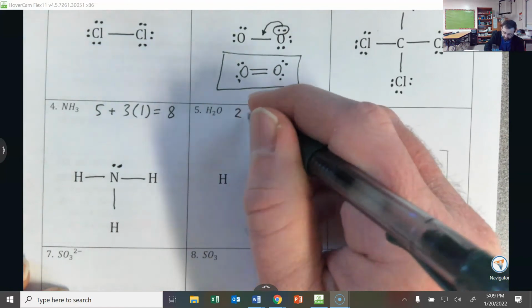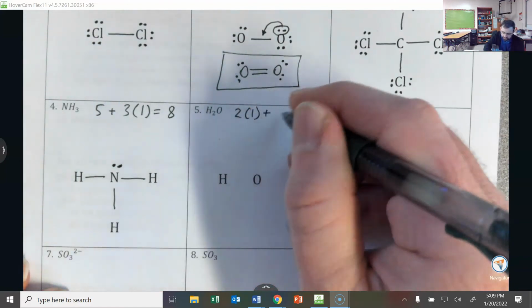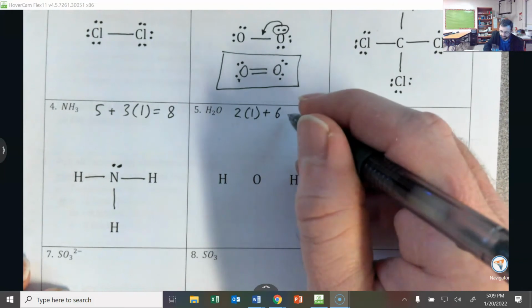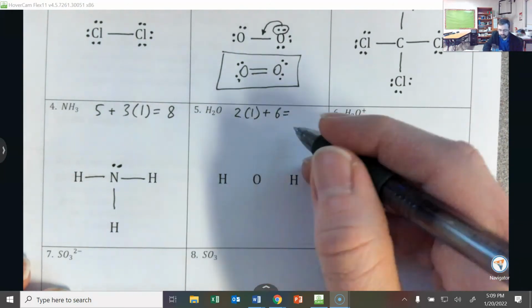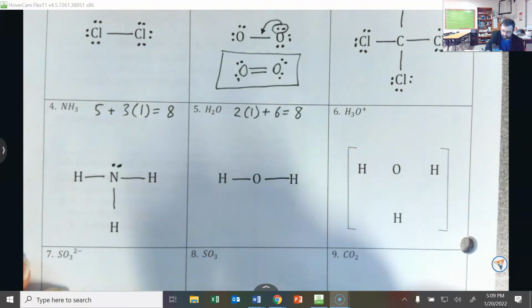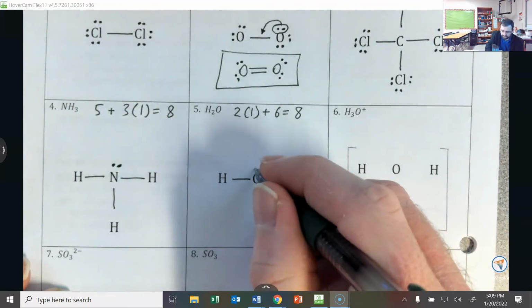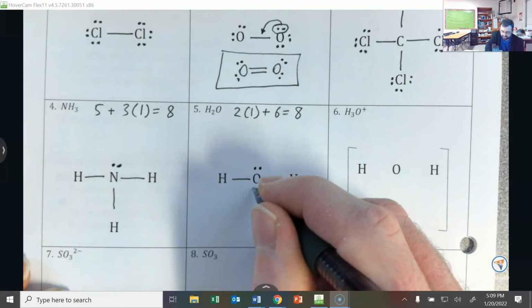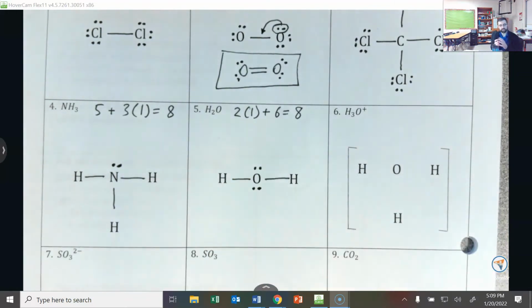H2O: I have 2 times 1 for hydrogen plus 6 valence electrons for oxygen. 2 plus 6 is 8. Now I just went through the steps a little more quickly, and you'll get to where you can do that too.